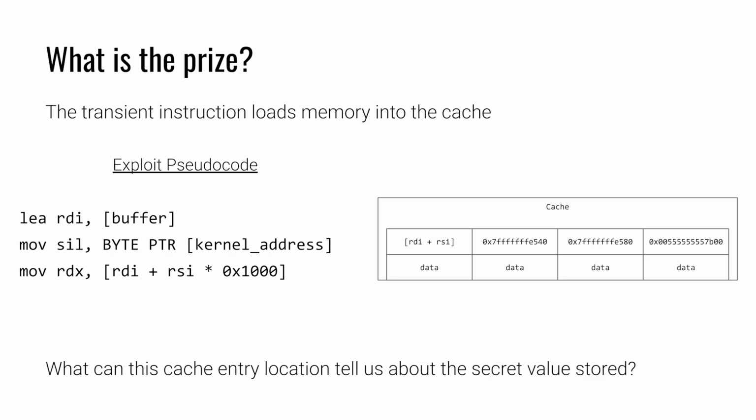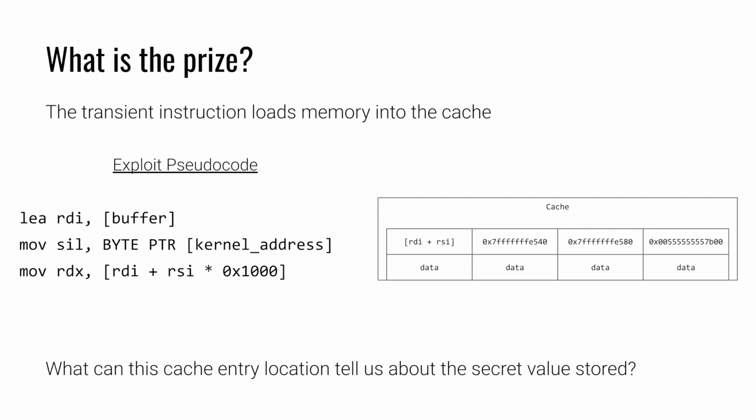Again, we're loading a memory address of a buffer, and this buffer is something in userland that we do have access to. And we're loading that into RDI. In the second instruction, we're accessing this kernel address that we do not have permissions to, and this is the instruction that should segfault. However, we may have speculatively run this third instruction. And this third instruction is doing a memory access. By doing that memory access, it's putting a value into the cache.